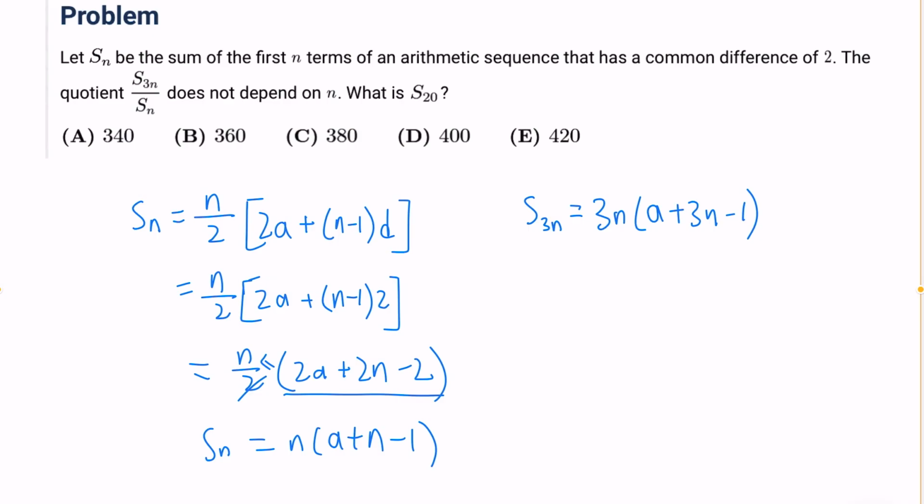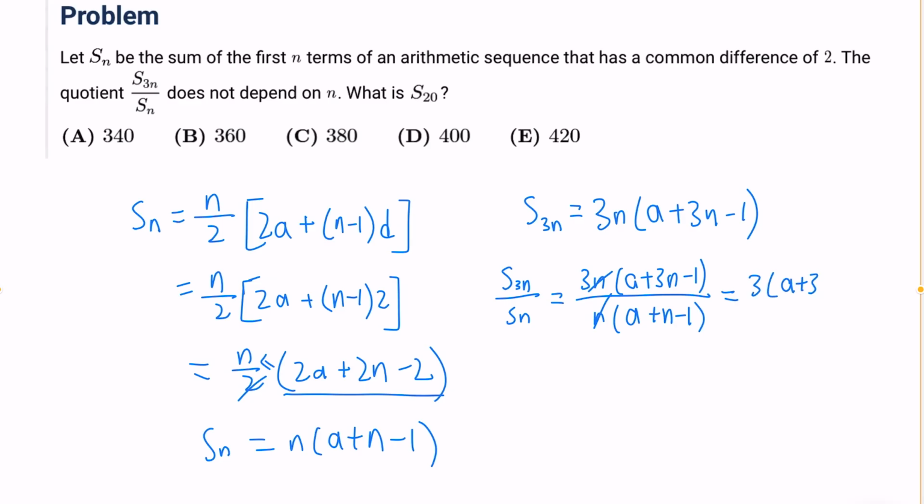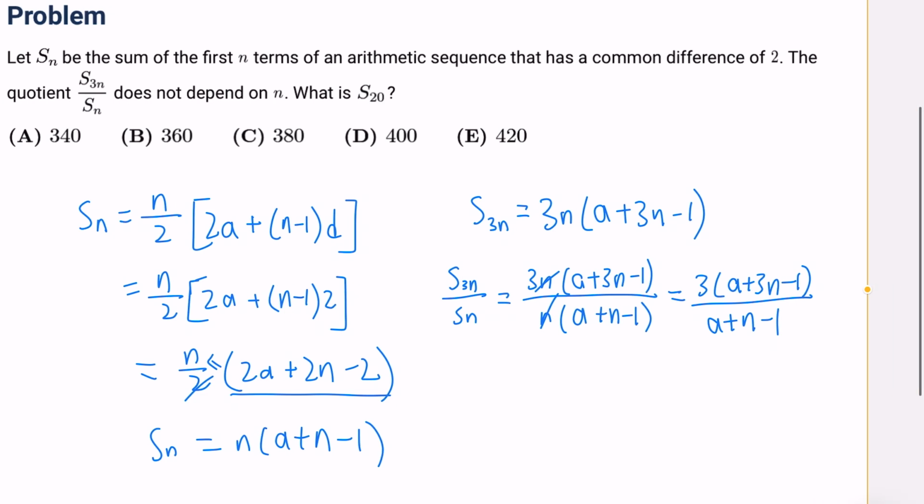Because right now we can look at the ratio, the quotient. So S3n over Sn is equal to 3n times (a plus 3n minus 1) over n times (a plus n minus 1). Now I'm going to cancel out the n to get 3 times (a plus 3n minus 1) over (a plus n minus 1). And I'm just going to set this to be equal to k. So k is just a letter that I'm going to use to represent the ratio.